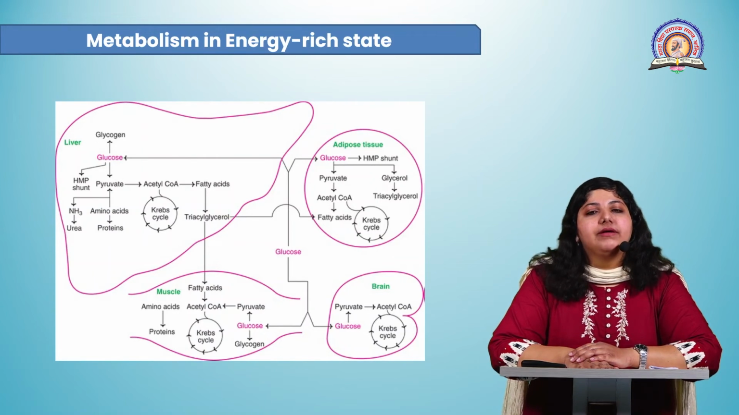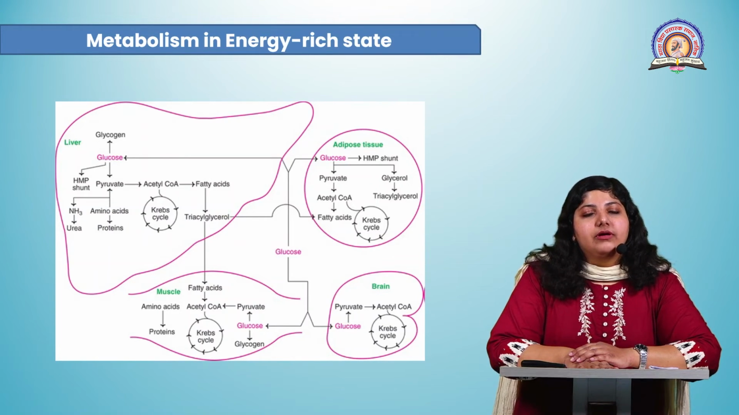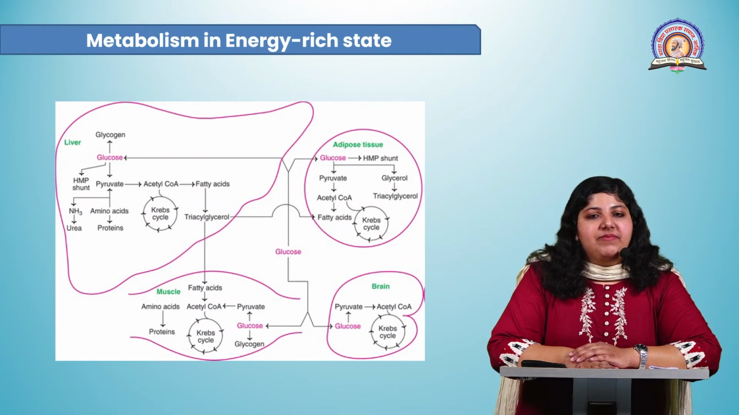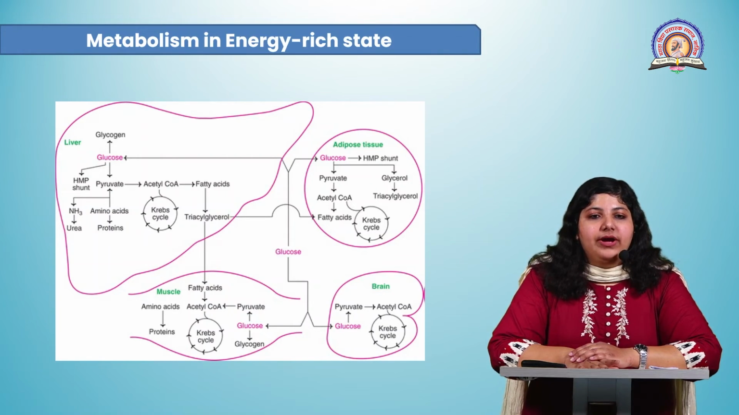Also, you can see that glucose is also taken up by adipose tissue and the skeletal muscles, where it will be utilized to produce pyruvate and glycerol, and hence the Krebs cycle operates in the adipose tissue and also the skeletal muscles, so that different processes can take place properly.